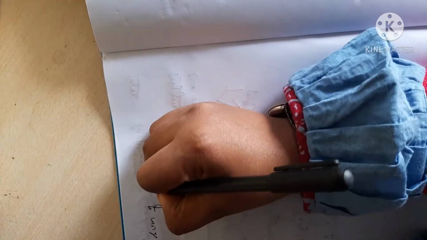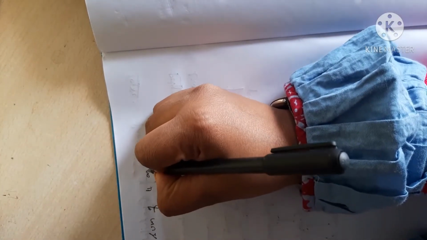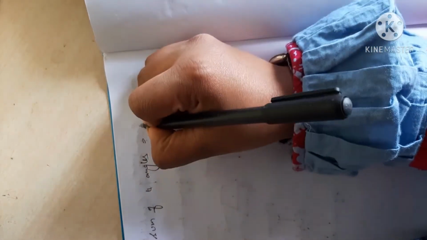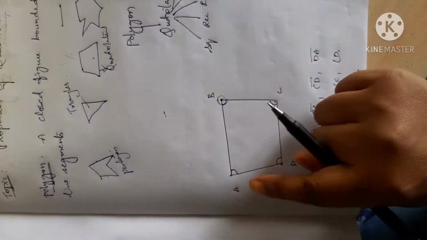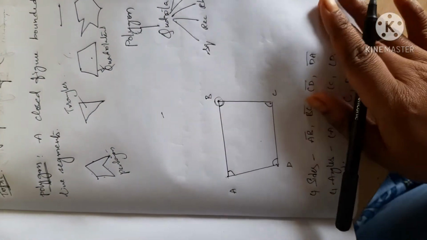sum of 4 angles is equal to 360 degrees. Okay, you add all the angles. Angle A plus angle B, angle C, angle D, together it gives how much? 360 degrees.